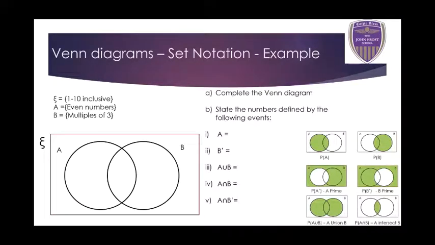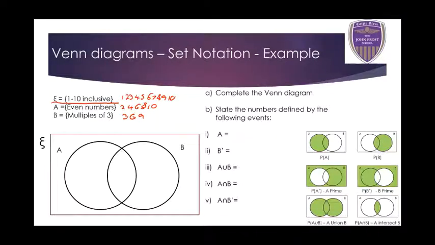So we've got our Venn diagram here, and the Venn diagram we're describing is exactly the same as the example we just looked at a slide ago. The universal set is 1 to 10 inclusive, so that's all the numbers 1, 2, 3, 4, 5, 6, 7, 8, 9, and 10. Event A is the even numbers 2, 4, 6, 8, and 10. And B is the multiples of 3: 3, 6, and 9. You can be asked to complete Venn diagrams and then state the numbers defined by the following events described. So let's complete this Venn diagram first.